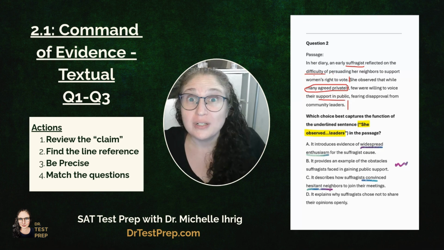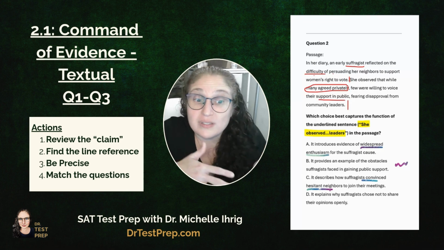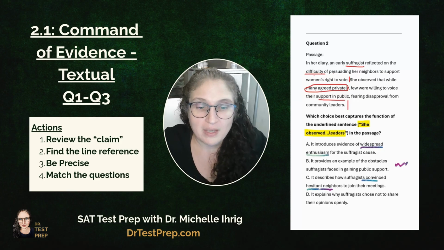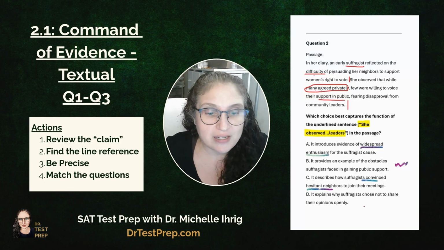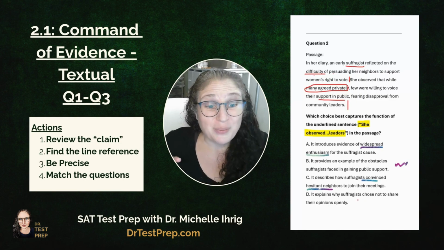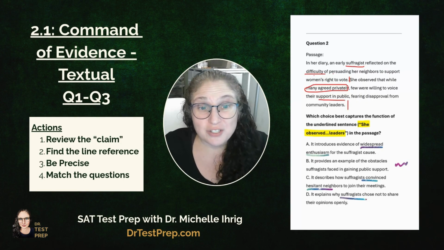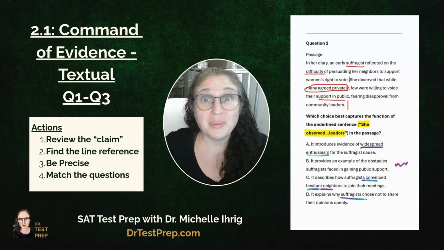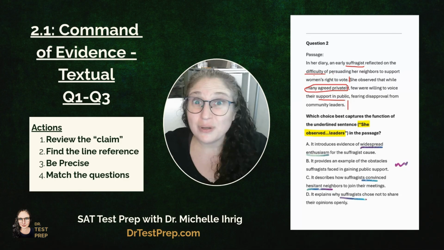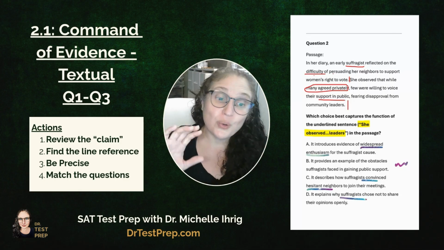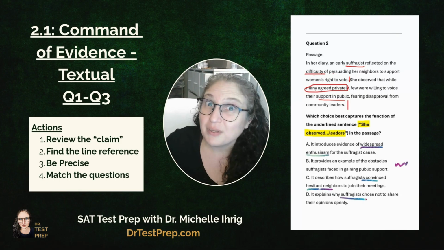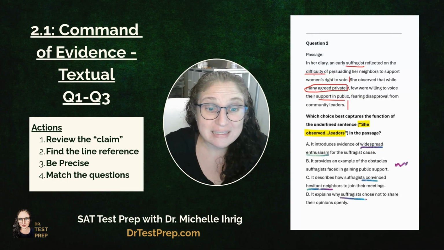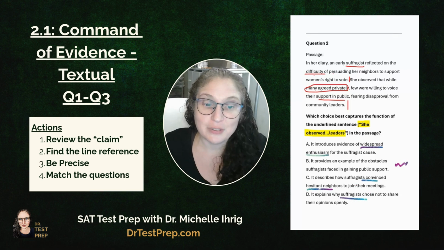Half of it is true. Some of the neighbors were hesitant. But what's not true is them going to the meetings. Half truth, not correct. It explains why suffragists chose not to share their opinions openly. Well, this is another one where they're trying to distract you because the neighbors wouldn't share their opinions openly. But the suffragists did. They're telling everyone women deserve the right to vote. So half of it seems true. Yes, there was a population of people who did not like to share their views openly, but it wasn't the suffragists. It was the neighbors.